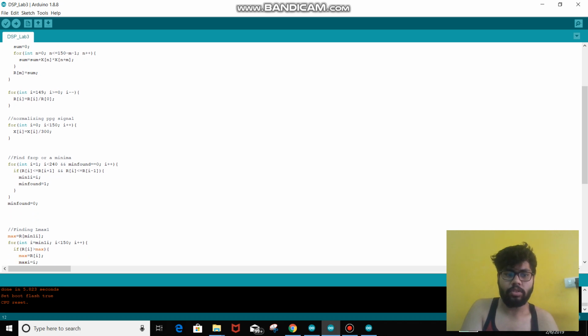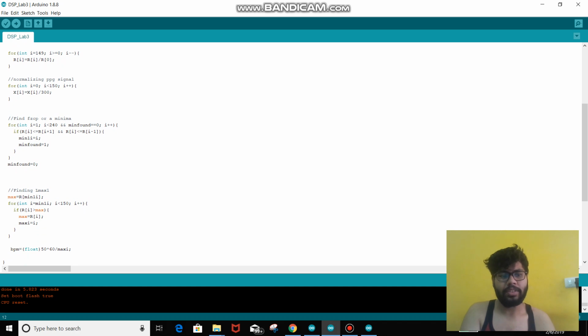In this case, I have found the minima through this method: R[i] less than or equal to R[i+1] and R[i] less than or equal to R[i-1]. That gives us a minima. And once we find the first minima, we can say that we will find the fundamental frequency after that. So we come out of the loop by keeping this checkpoint: is the minima found or not.